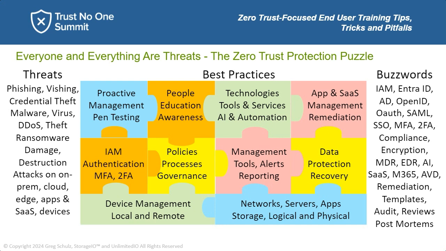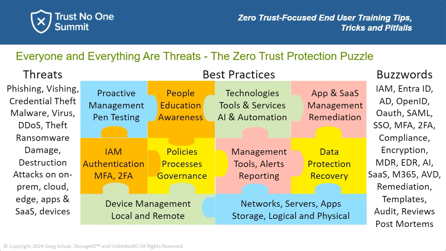Okay, over there on the right, those are the buzzwords, the buzz terms, if we want to play buzzword bingo. But these are the different pieces, technology, tools that come together. And part of this puzzle is putting all these different pieces together. Proactive management, penetration testing, your red teams, your blue teams, education, awareness, which we're going to talk more about here. There's certainly the technology tools and services, the AI, the automation, the co-pilots, as well as the apps, both your own apps, enterprise apps, SaaS, management, remediation, keeping them up to date.